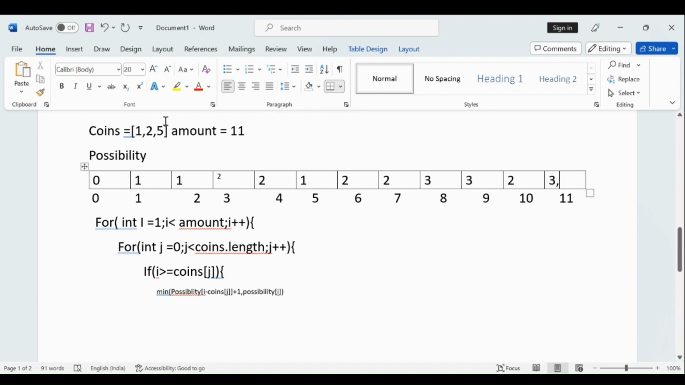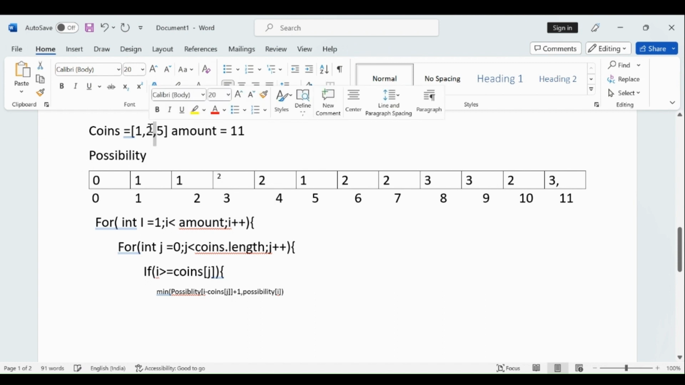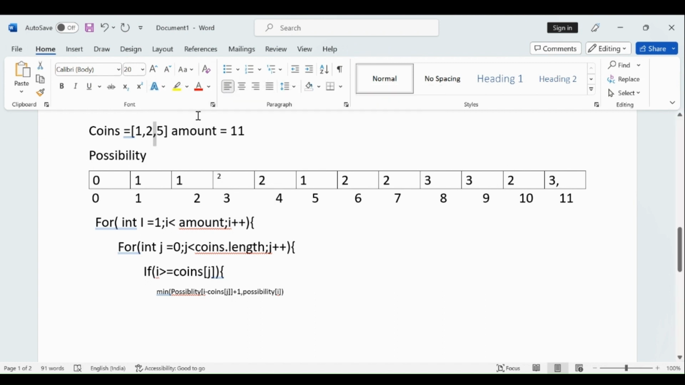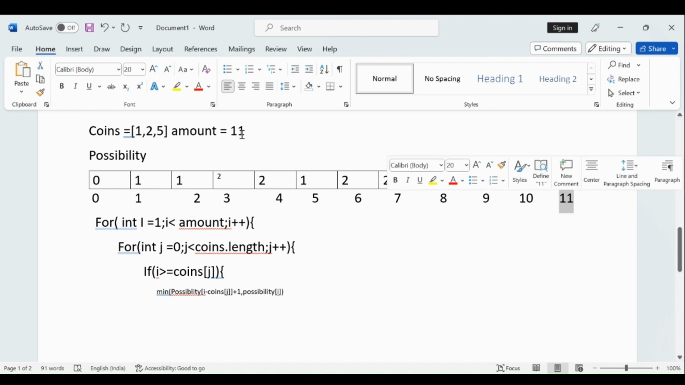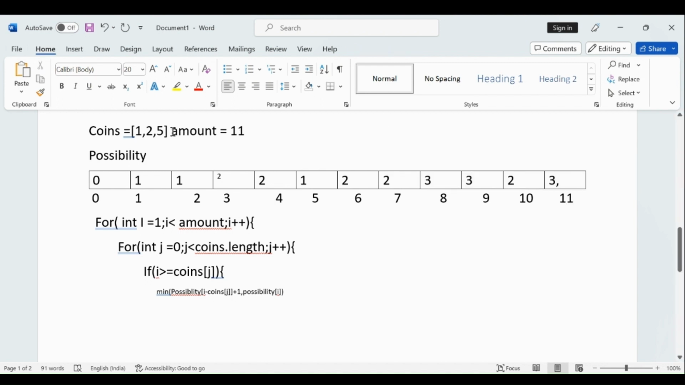Now you want to use coin 2. So 11 minus 2 is 9, and the minimum coin required was 3. So 3 plus 1 is 4, which is greater than 3, so no need to change. Now you want to use coin 5. 11 minus 5 is 6. The minimum coin required was 2, and we are again using one more coin. So the answer will be 3, and the minimum of 3 and 3 is 3. So we reach our final answer, which in this case is 3.